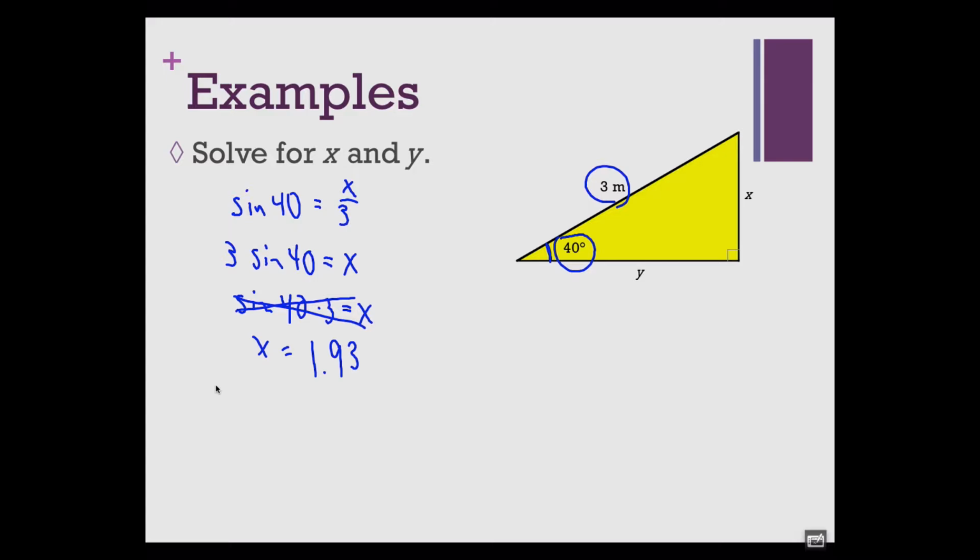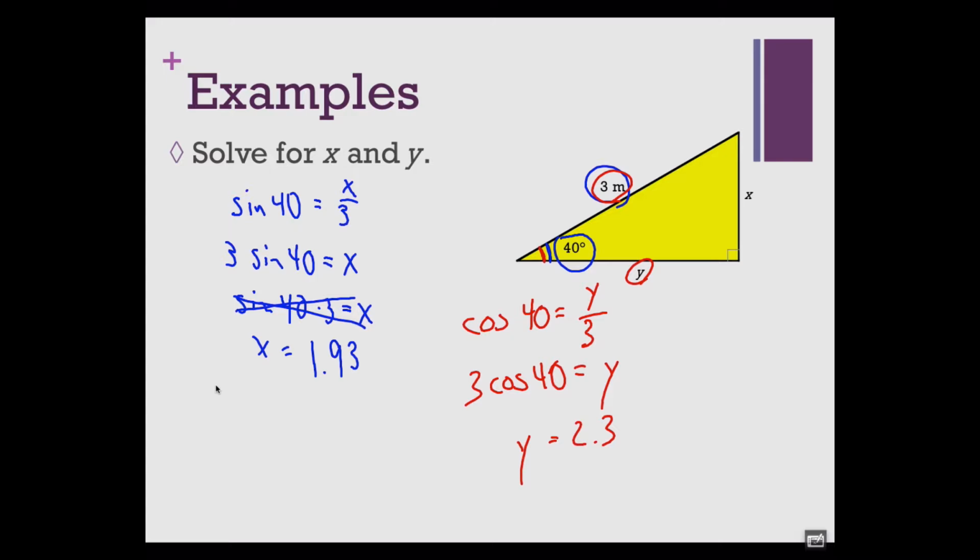Okay, still using this angle of 40 degrees. If I know that's the opposite, this is the adjacent side, this is the hypotenuse. What function uses adjacent and hypotenuse? Cosine. Cosine of 40 is equal to y over 3. So 3 times the cosine of 40 is equal to y. So y is equal to 2.3. Okay, so that's the rounding value. Beautiful.